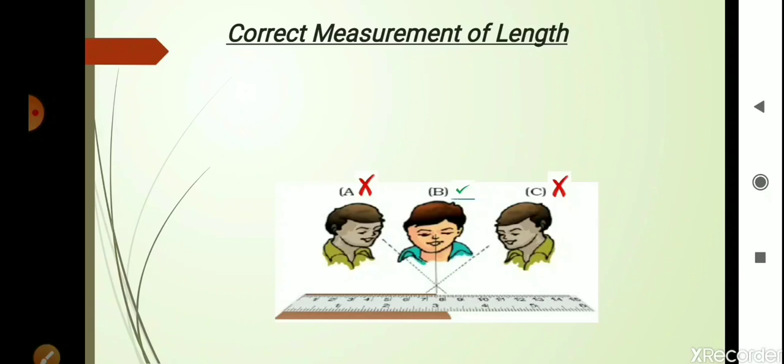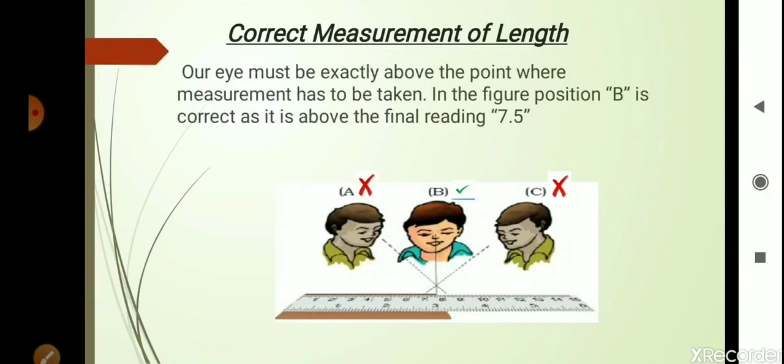Certainly the B position is going to give the most accurate measurement, because the other 2 positions are not directly above the final reading, so they will have some kind of incorrectness. So placing our eye at the correct position is also very important. Our eye has to be exactly above the final reading. So in this case, the final reading is 7.5 and the most correct result will be given by the position B.